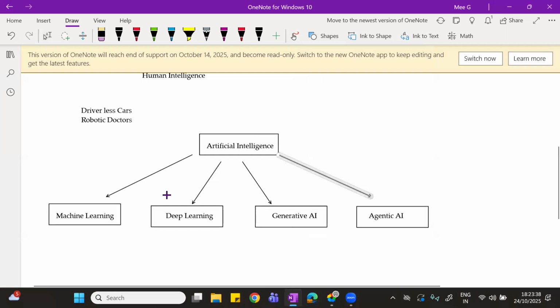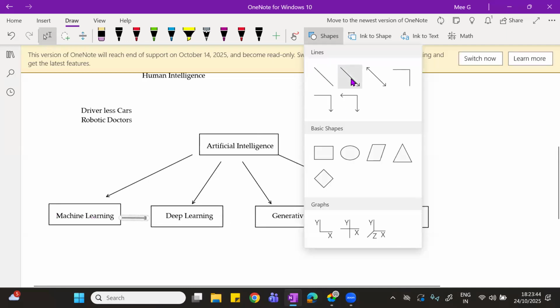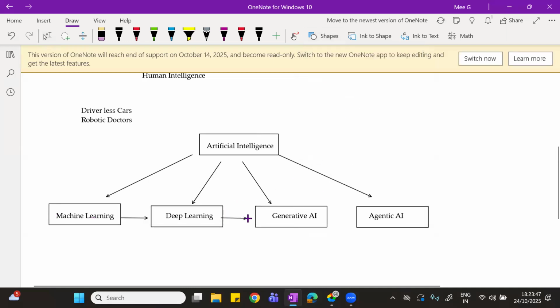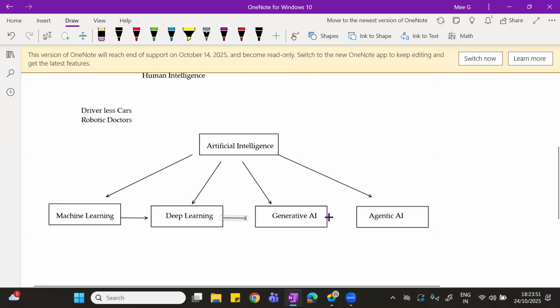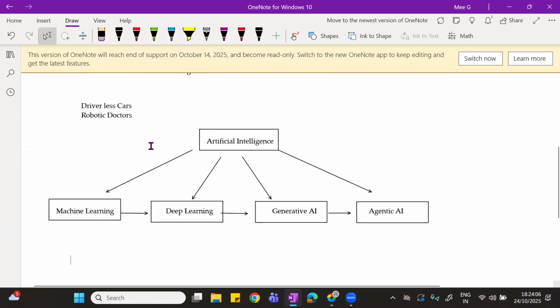Again, they all are interconnected. The advanced version of machine learning is deep learning, and deep learning's next level is generative AI, and generative AI provided with even more autonomous agents is called agentic AI. They are all interconnected. But for us, knowing this one is enough. No need to go into machine learning over here. Clear? Hope you got the idea.